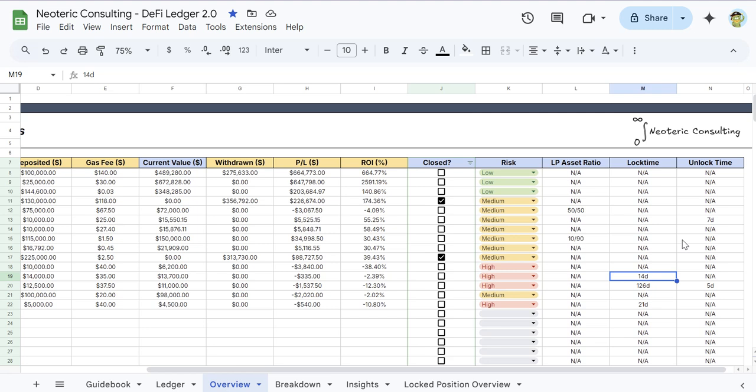Well, you can lock it anywhere between, I believe, 1 week to 4 years. So you want to convert the amount of time you locked it for to days, and then follow that with a little D, and that would be the lock time.